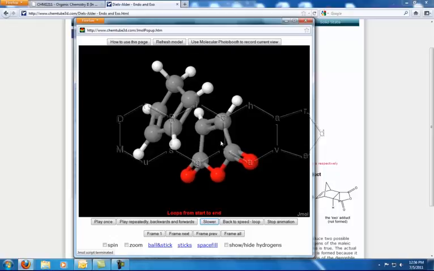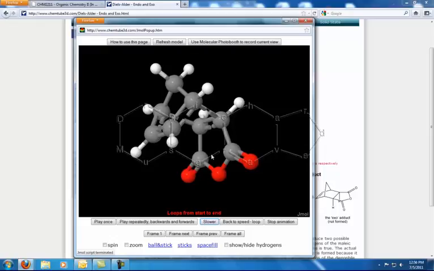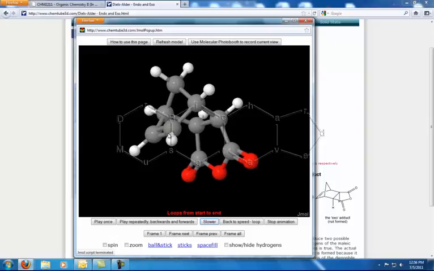And what makes it endo is the fact that the C double bond O's here are actually close to the new double bond that's forming over here. Okay, there's our new double bond there. And there is the join from this carbon of the dienophile to this carbon, to this carbon of the dienophile to this carbon of the diene.